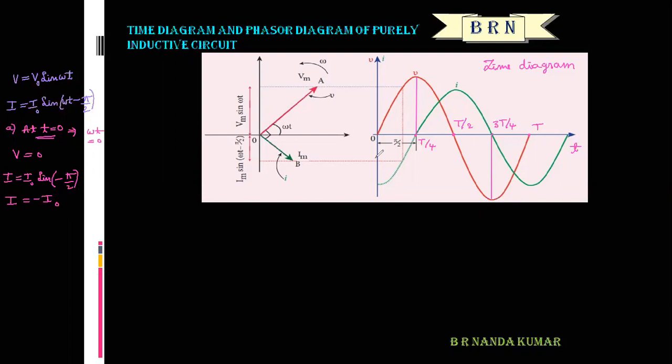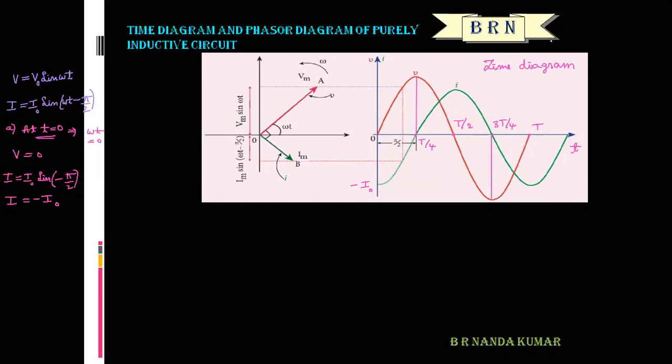So at phase t is equal to 0, the voltage is equal to 0, but the current is not equal to 0. That is minus I naught. The first phase at time t is equal to 0: the voltage is equal to 0, but the current is maximum, but that is negative, minus I naught. Okay.